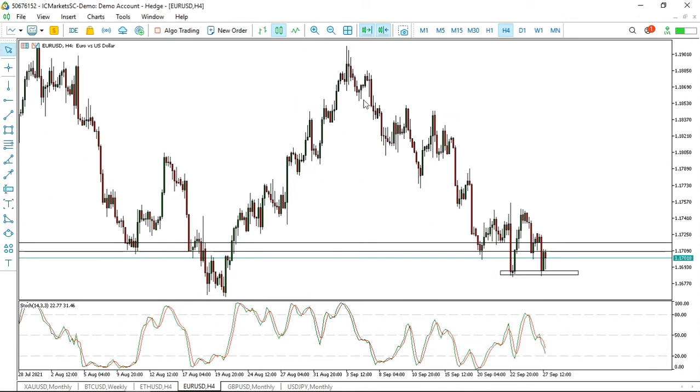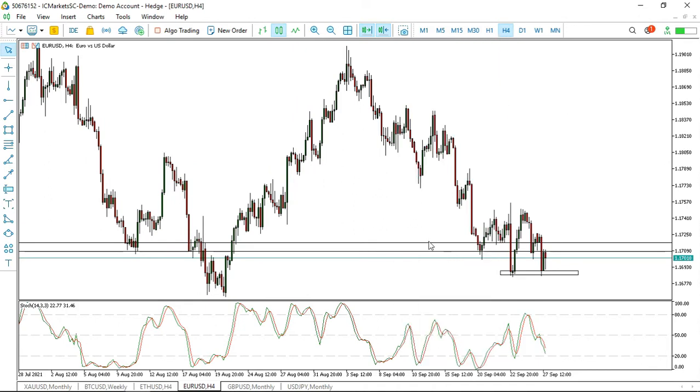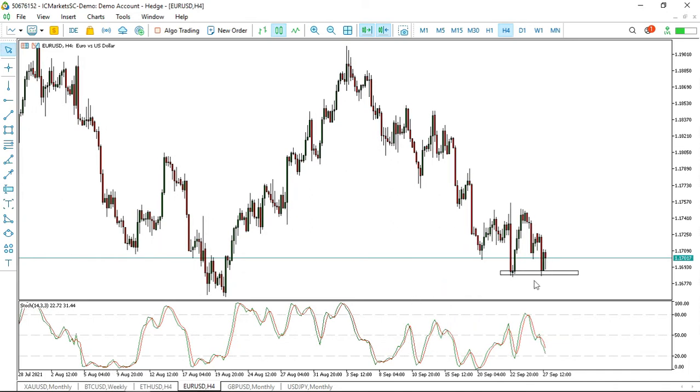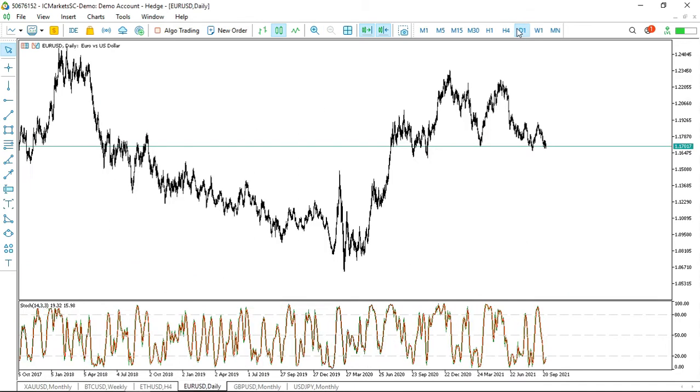So the first step, let me just go over here and clear my chart real quick. Clear. So I'm going to be using the Euro USD chart for you guys so you very much understand what I'm talking about. So let me start with the daily time frame.